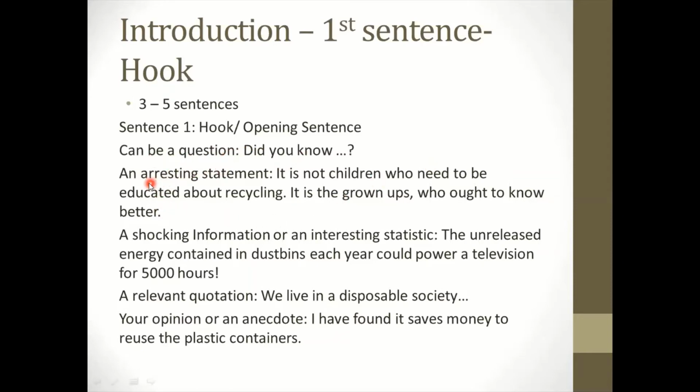Now, if you don't want to start with a question, another thing is an arresting statement. That means a statement which is going to spark your interest. So if I'm talking about how important it is to recycle, or that everyone should recycle, if that's the topic of my article, then I can write, "It is not children who need to be educated about recycling, it is the grown-ups who ought to know better." So I have put up my opening statement here where I am trying to grab your attention, by saying that people say children do not know how important it is, so people are educating children. I am spending many hours set aside during the week in order to educate my school children about recycling.